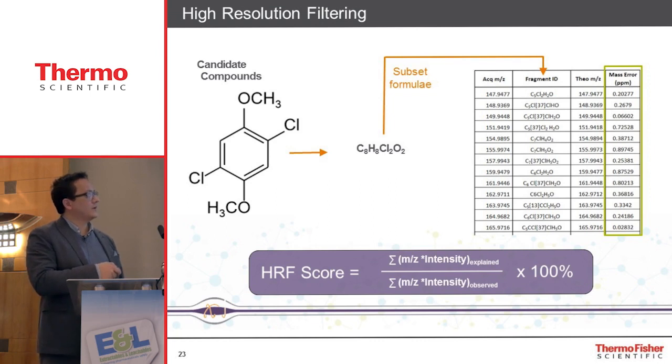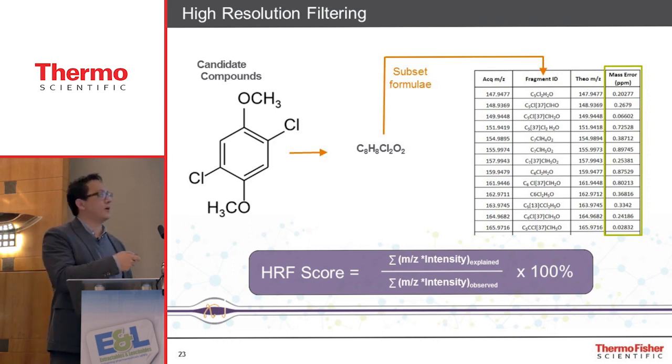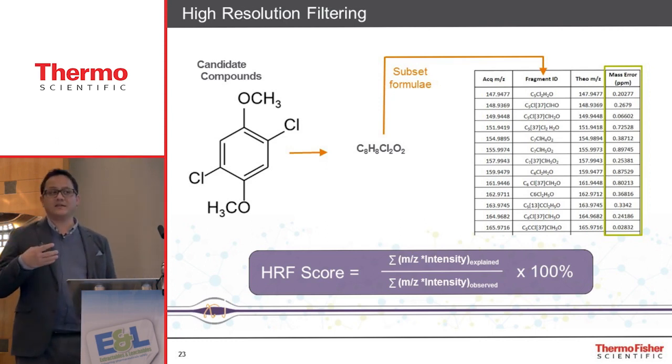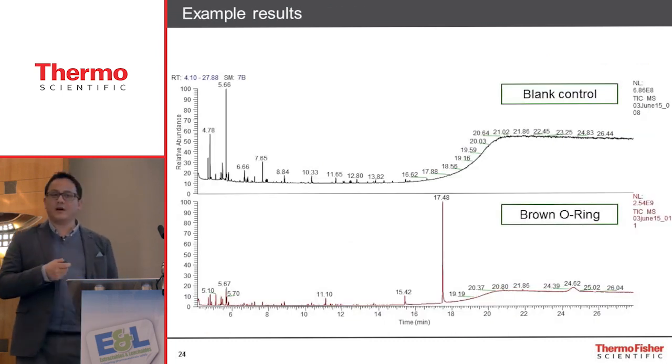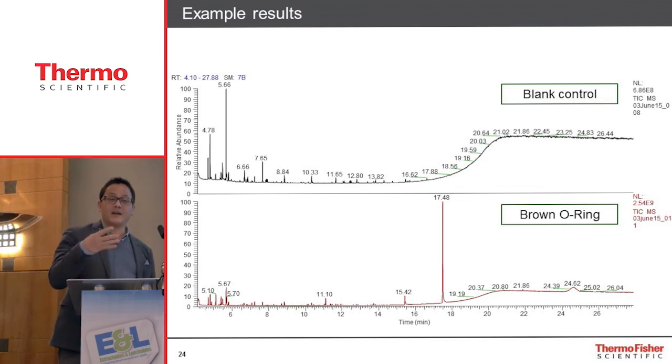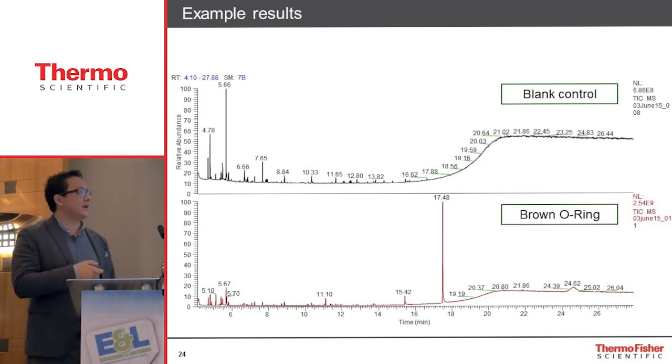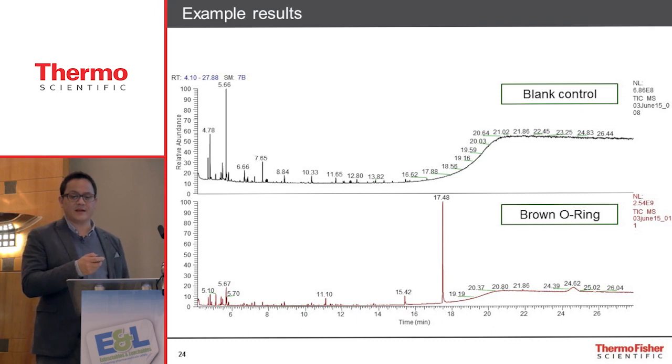What we do is we take the proposed formulae from our library search, and we take a look at every peak that we find observed within the spectrum that can be explained by that proposed empirical formulae, and we divide it by all of the unexplained peaks. It's quite simple, but the result of that means that we get an HRF score with a perfect score being 100, and combining that with the library fit, it gives an exceptional confidence in ID.